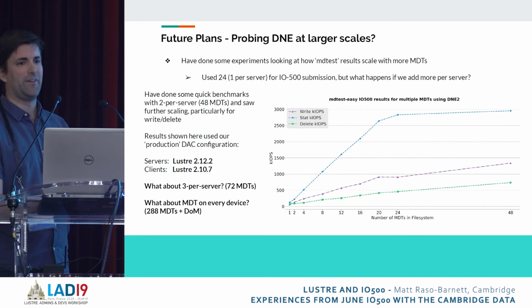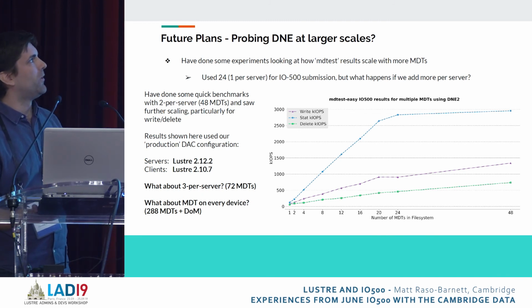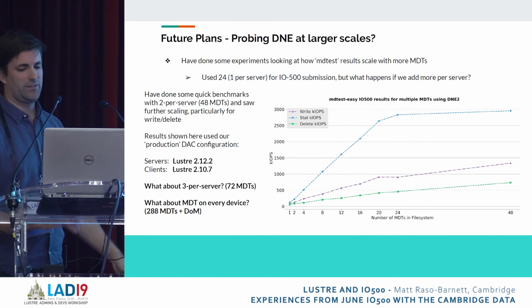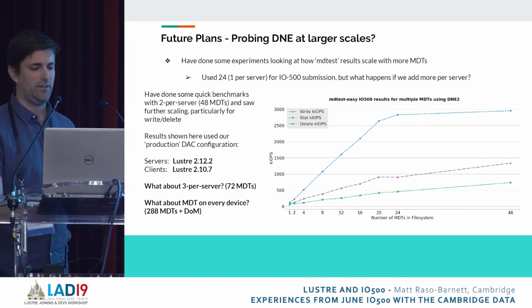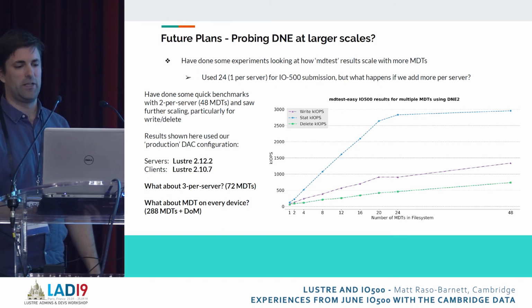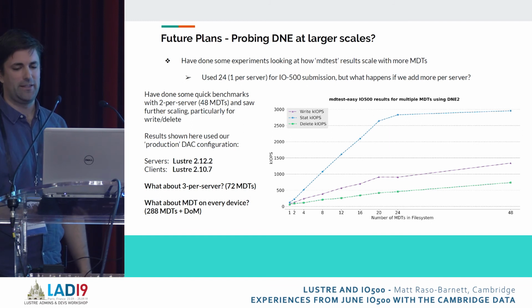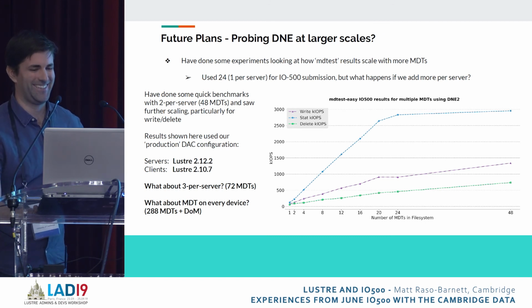And very quickly, last thing, we're also quite interested in probing more about DNE at very large scales. At the time, we used 24 MDTs in a file system, but we have the possibility of being quite flexible with our file system on demand. So I've started exploring going much larger than that, and already have some numbers on 48 MDTs, and maybe going larger, just for fun.